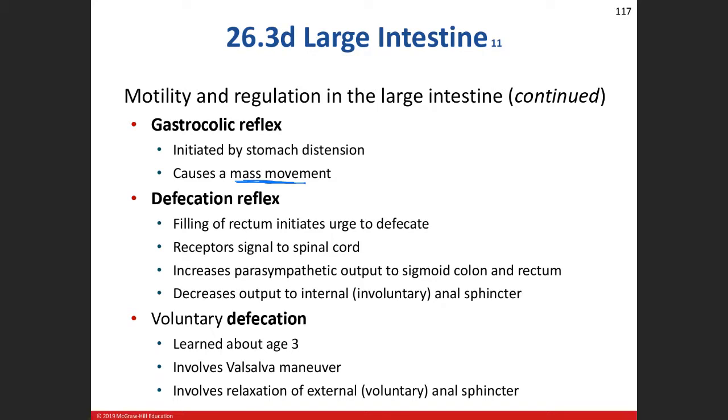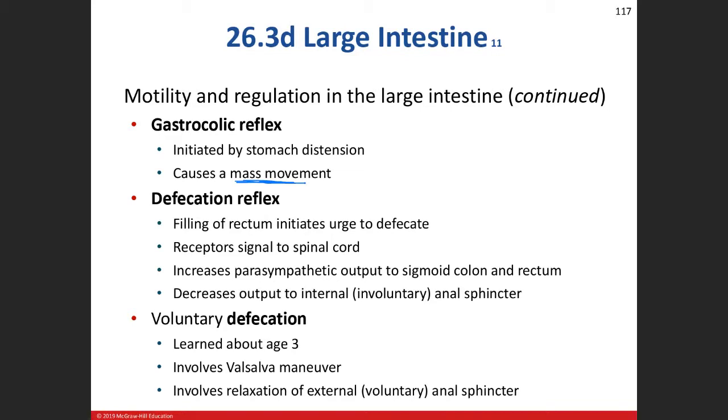That sensory neuron is going to connect to a motor neuron and stimulate the walls of the rectum to start to contract. They're smooth muscles, so that's innervated by the autonomic nervous system. It's going to cause those muscles to start to contract, and it's going to cause the internal anal sphincter to start to relax.